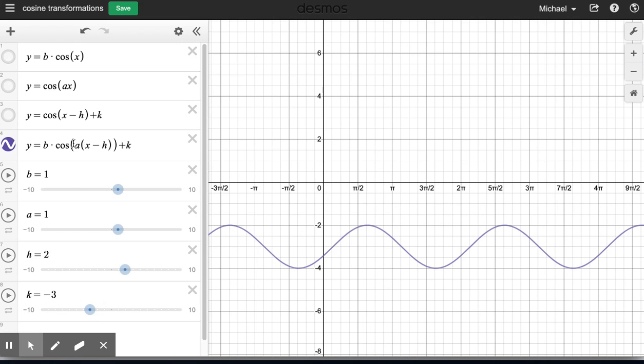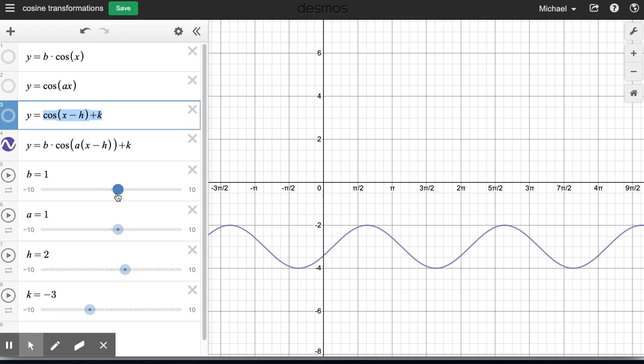And then now we start playing around with the a and the b. Notice that we've taken this version of our equation up here, cosine of x minus h plus k, and we've put the b on the front end of that, and then the a is inside the cosine function, but not just in front of the x. It's in front of x minus h, so it would need to be distributed into it.